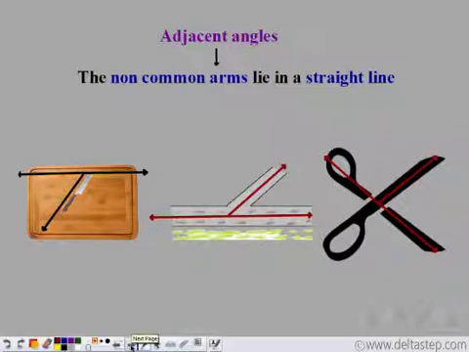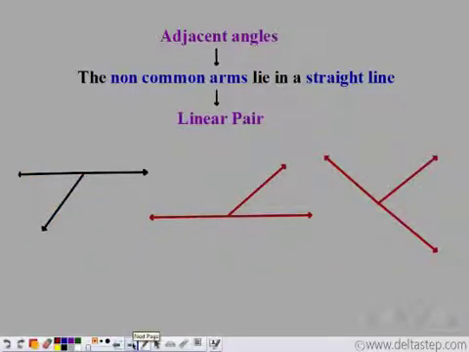Now if you look again at these pictures, we see that these are adjacent angles. You may also note that for these adjacent angles, the non-common arms lie in a straight line. So these are the non-common arms, they lie in a straight line. Such angles are called linear pair of angles.